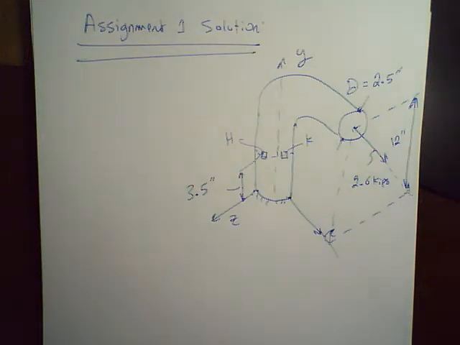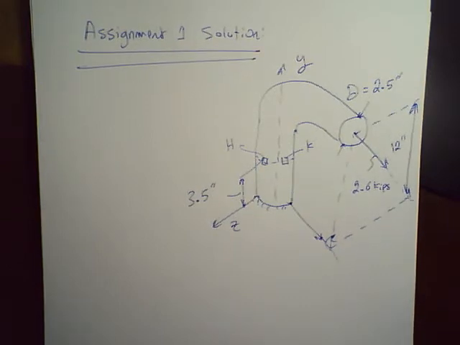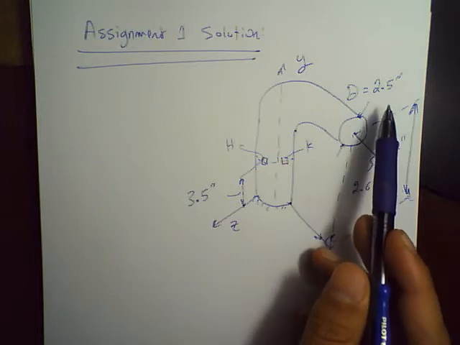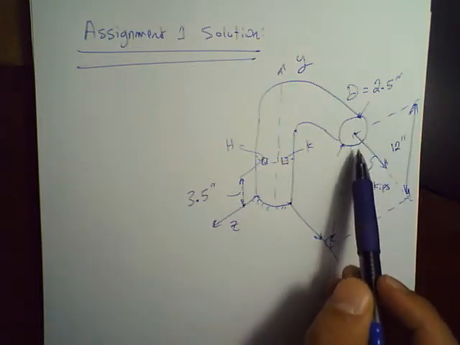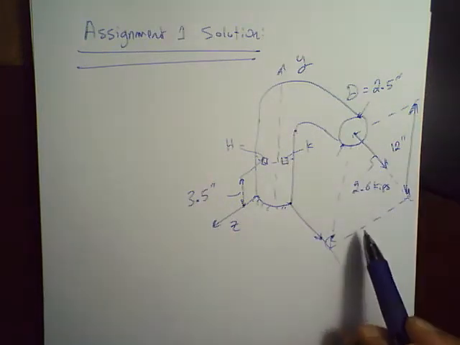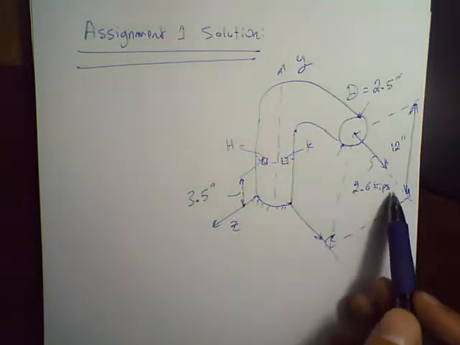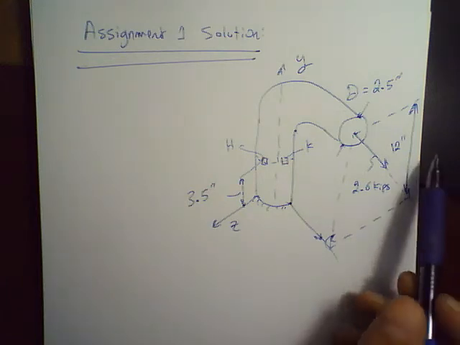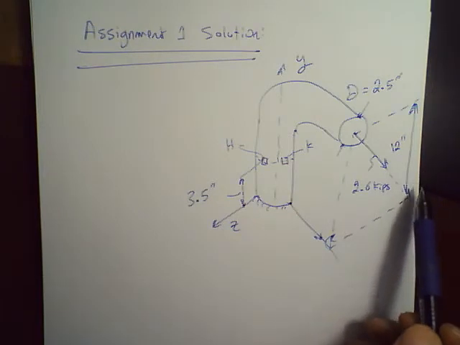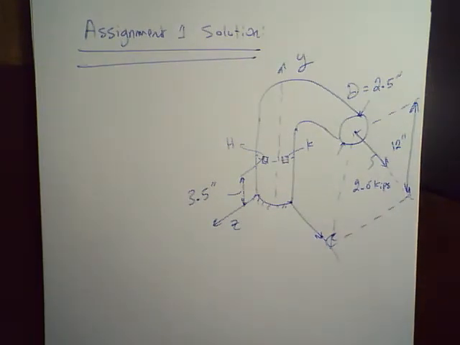Alright guys, now we're gonna solve assignment 1, which is on your blackboard. We have a bent beam that has a diameter of 2.5 inches. We have a load applied on this cross section, and the load is 2.6 kilopounds, and we know the distance from the center of the shaft to the bottom is 12 inches on this side, and that distance is actually equal to 5 inches.